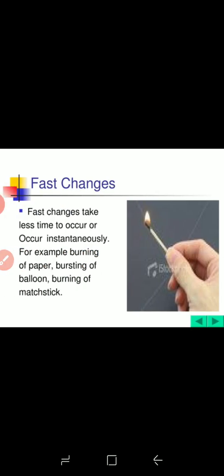Now fast changes take less time to occur or occur instantaneously. For example, burning of paper. When you burn the paper, it burns instantly. Bursting of a balloon. When you burst the balloon, the change is very instant, very fast. Burning of matchsticks, as you know, when you burn the matchstick, the change is very fast. So this kind of change is known as a fast change.